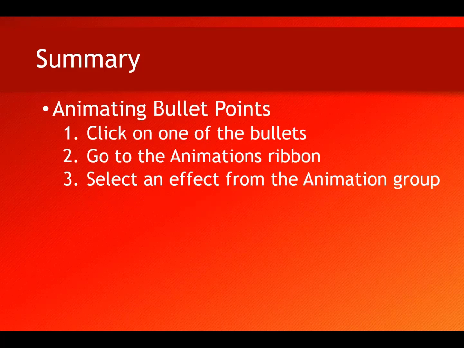With regard to animation, we looked at animating your bullets, and that was a 3-step process, starting with clicking on the bullet point in that placeholder. Again, you don't have to select all bullets, just one of them. Going to the animations ribbon and then choosing an effect from the animation group. And it was very similar to the animation of pictures or images. You would begin by clicking on the picture, going to the animations ribbon, and finally selecting an effect from the animation group.